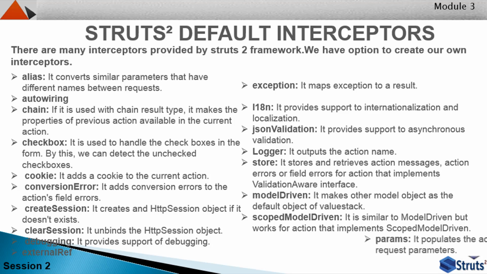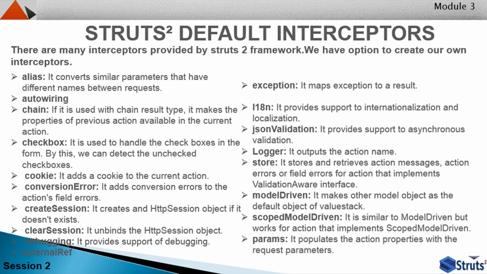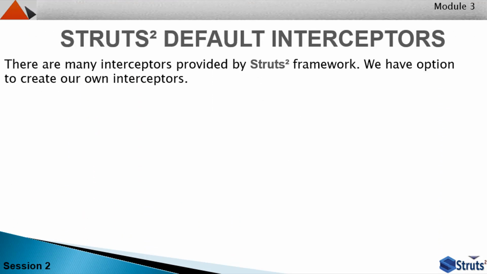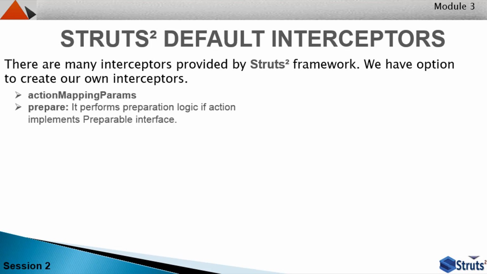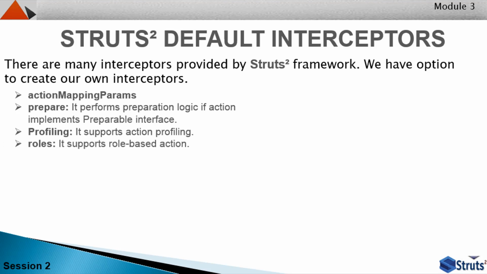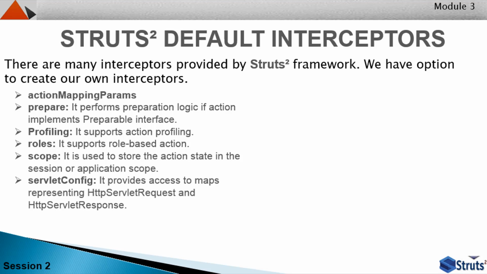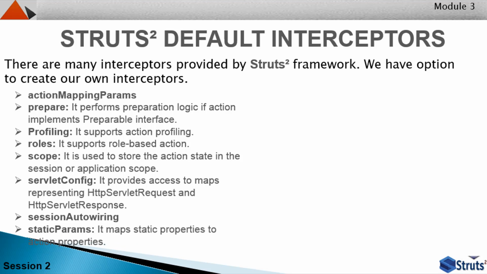Params: it populates the action properties with the request parameters. Action mapping params. Prepare: it performs preparation logic if the action implements the preparable interface. Profiling: it supports action profiling. Roles: it supports role-based actions. Scope: it is used to store the action state in the session or application scope. Servlet config: it provides access to maps representing the HTTP servlet request and HTTP servlet response. Session auto wiring.